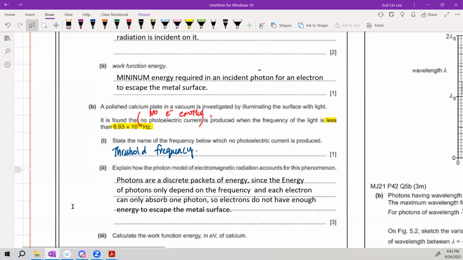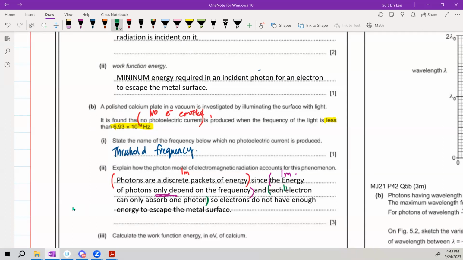Okay. So the first mark here is when you mention the photons are discrete, meaning they only have one value, which is dependent on frequency, 1 mark. And then the second mark is when you mention the energy only depends on frequency. You must say the word "only", 1 mark. Then the final mark will be each electron can only absorb one photon.